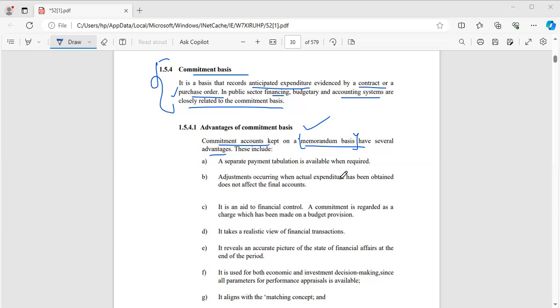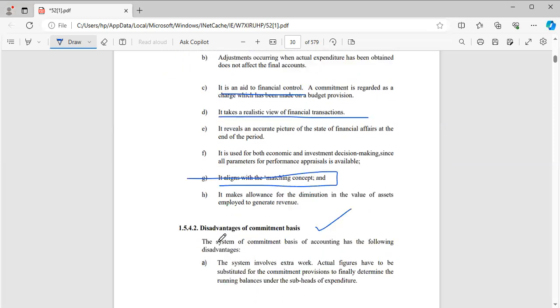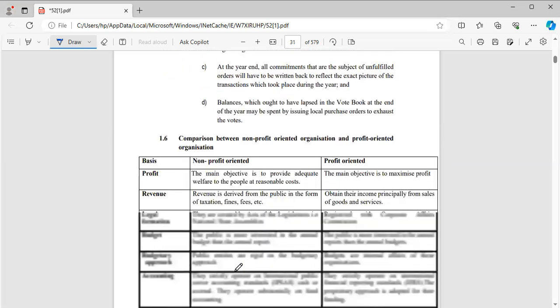All right, please go through the rest. Go through this. It takes a realistic view of financial transactions. It is an aid to financial control. It aligns with the matching concept. Everything, just go to them. Pick three. Then pick three also for the disadvantages.